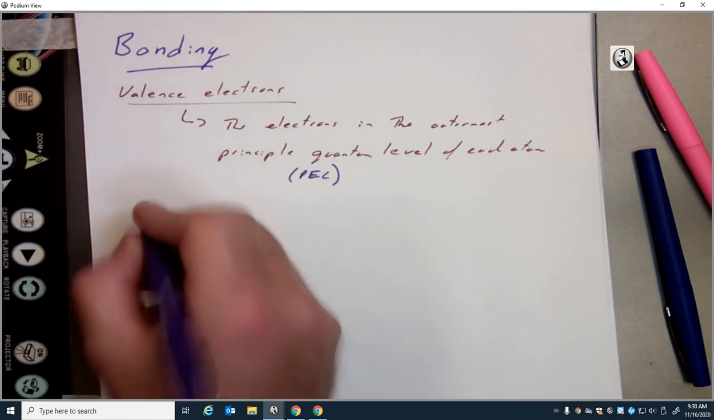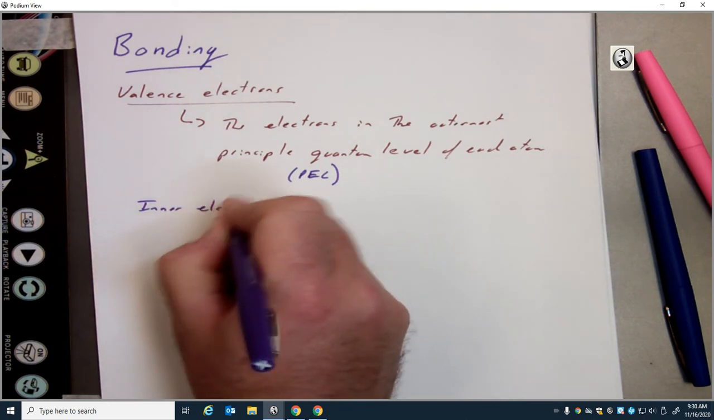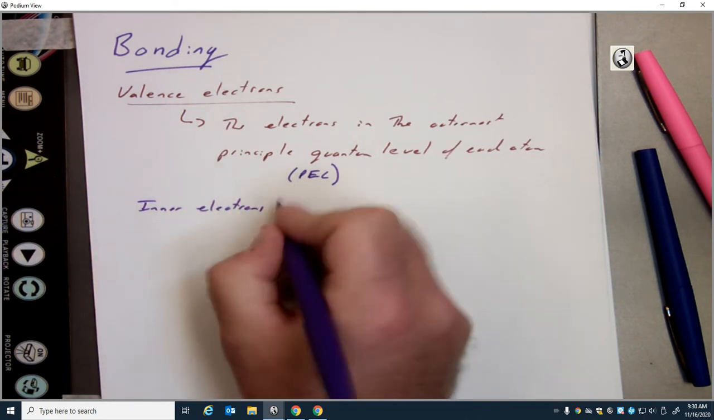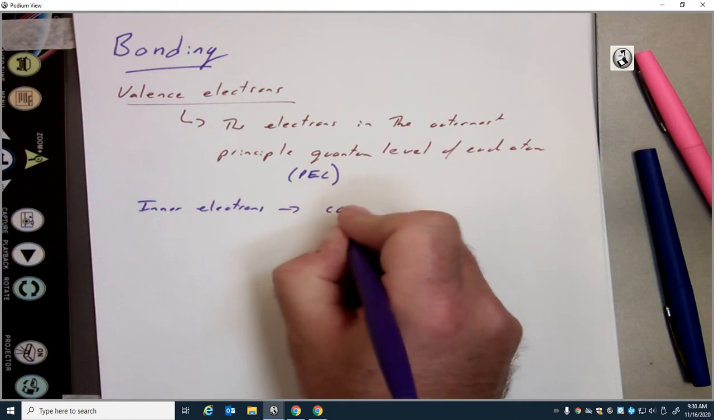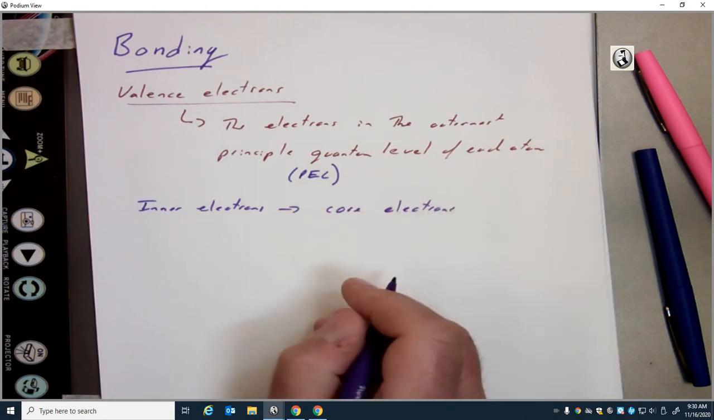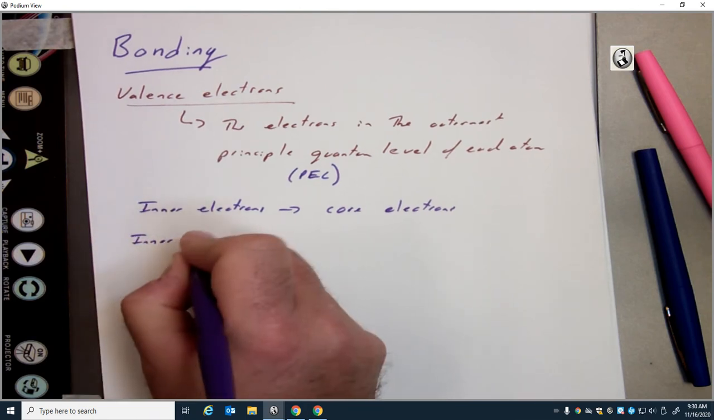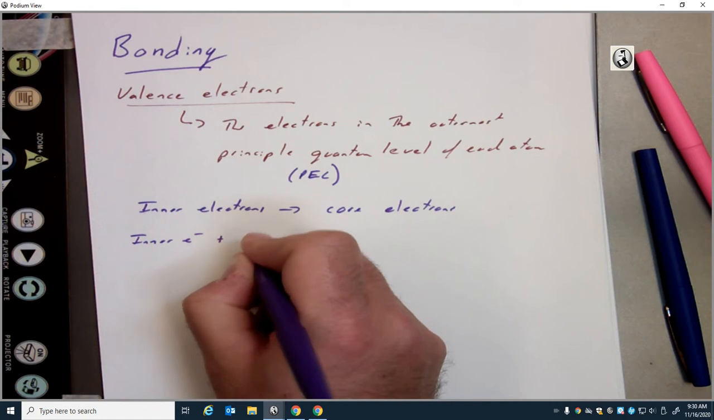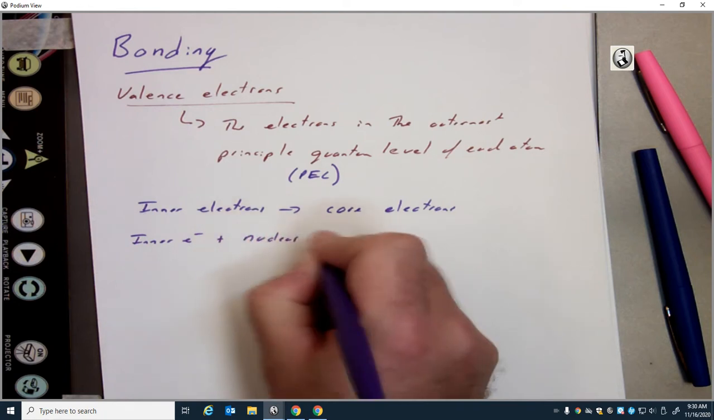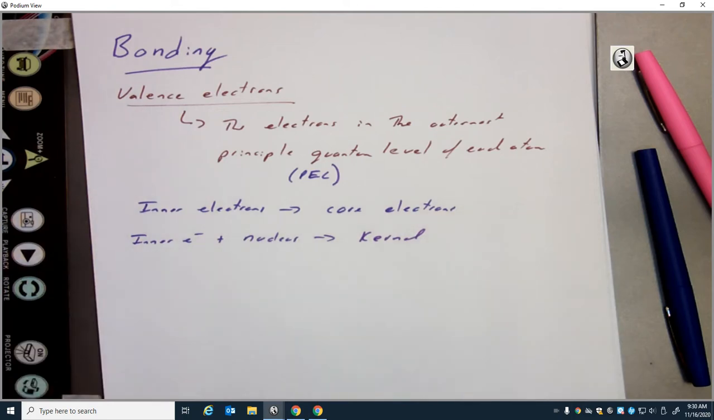Just to review, our inner electrons are what are called core electrons. And the inner electrons together with the nucleus is called the kernel of the atom.